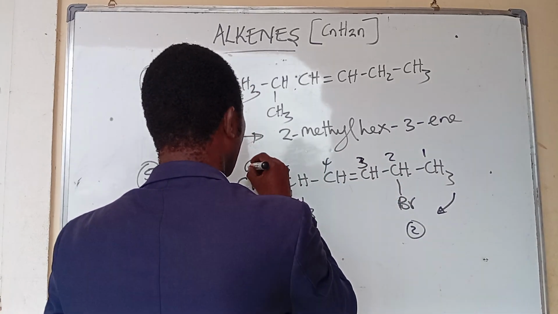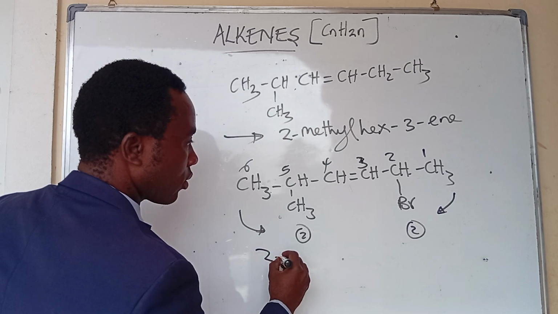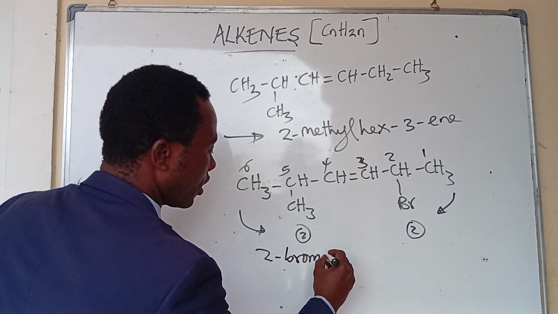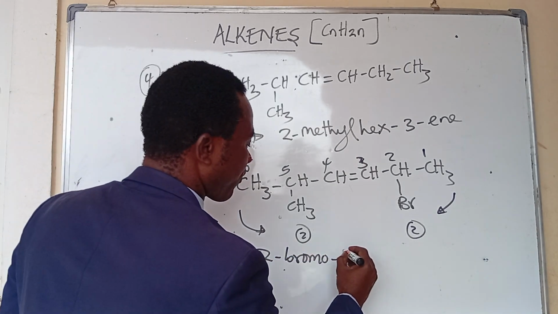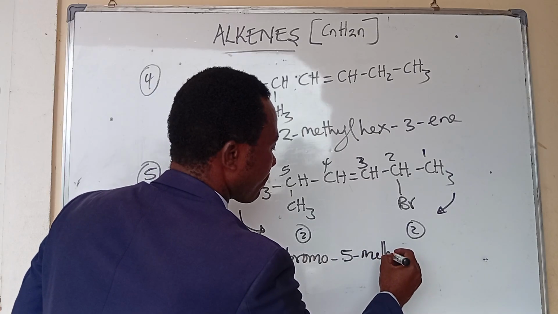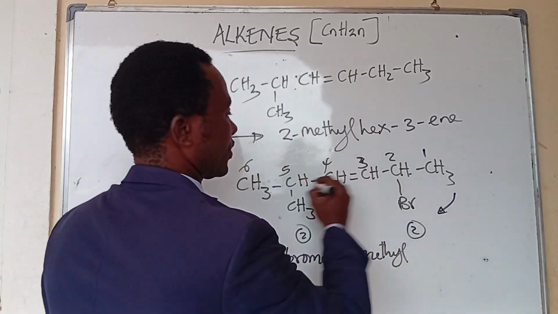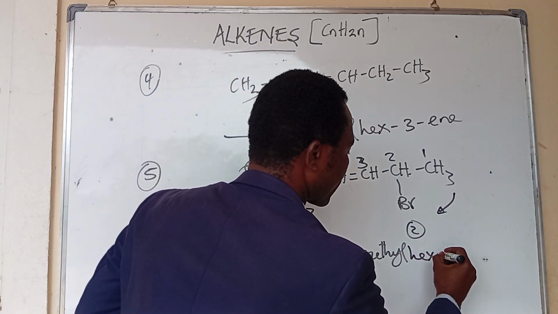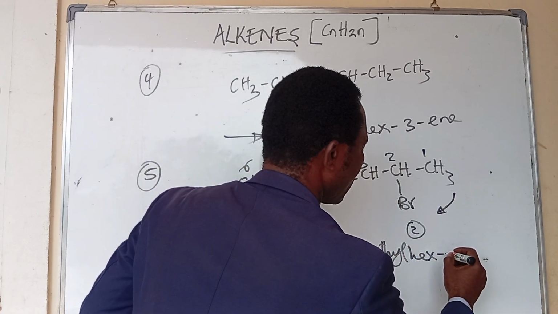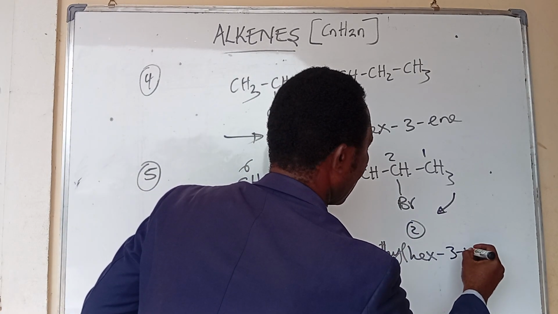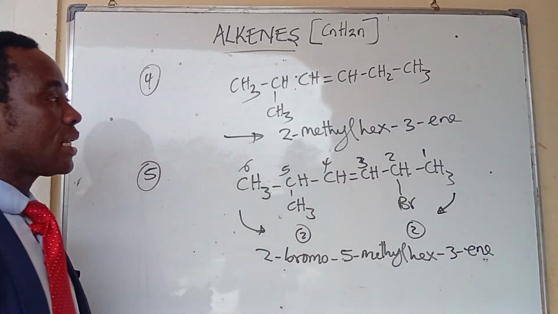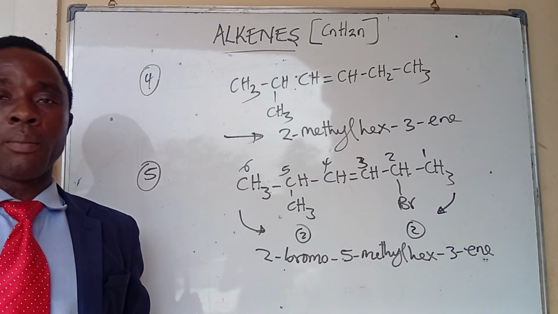So we now have 2-bromo, then we have 5-methyl. The longest is 6, so that is hex, hex 3-ene. That becomes the name of the compound.